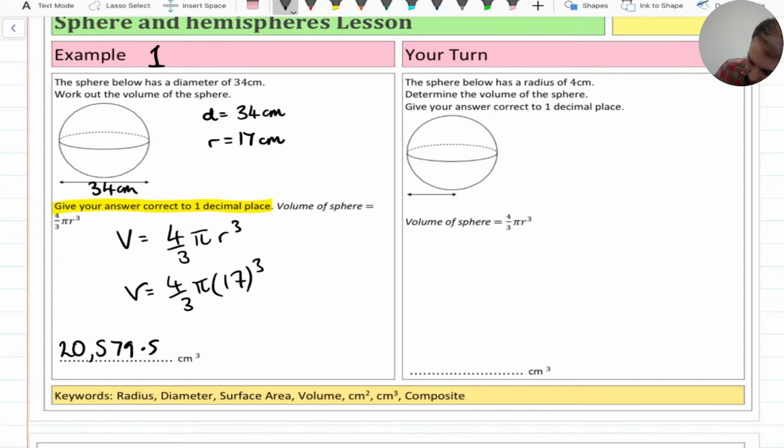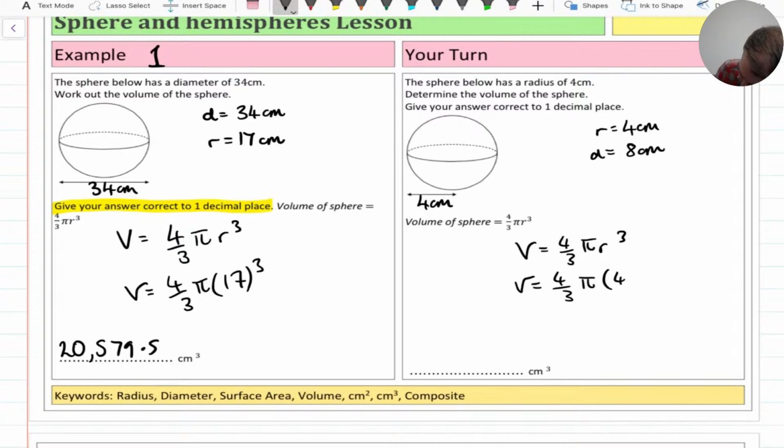Okay, I'm going to start going through this one on the left. They've told you the radius is equal to 4 centimeters. So my radius is equal to 4 centimeters, and my diameter is equal to 8 centimeters. I don't need to know that, but it's worth writing down. So my volume is equal to 4/3 pi r cubed, which is 4/3 pi times 4 cubed.